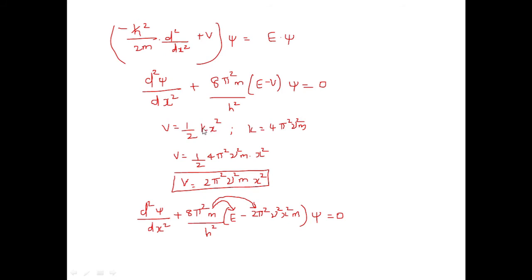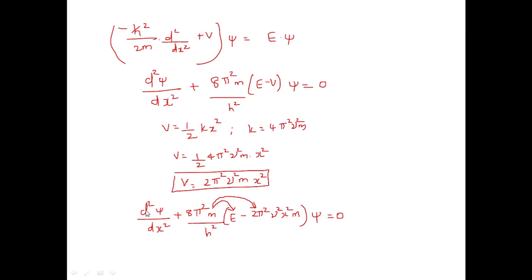Substituting for k here, we get V is equal to half of 4 pi squared nu squared m into x squared. Therefore, the potential energy comes out to be V is equal to 2 pi squared nu squared m into x squared. Now we have to substitute for this potential energy in this equation.